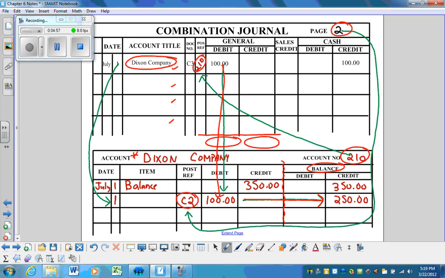Now, however, when we get to the sales credit totals, the cash debit and the cash credit, you're not going to do those individually. You're only going to do the totals once. Because everything in the sales credit goes to the sales credit, everything in the cash debit goes to the cash debit, and everything in the cash credit goes there. So to save yourself some time and space, you can just do the totals.